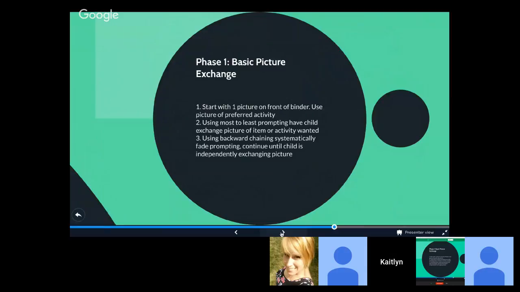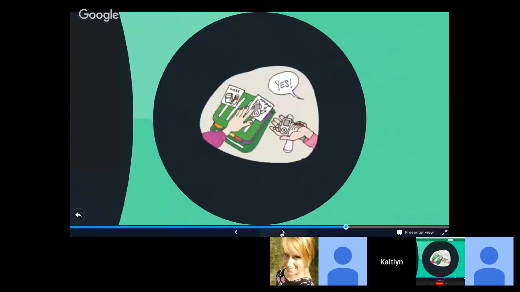Make sure it's a preferred activity or a preferred item that the child is heavily reinforced by, that you know they want. You will begin to use most to least prompting and have the child exchange the picture for what they want, and immediately provide them with the item or the activity that they asked for. And then you will eventually use backward chaining to systematically fade the prompting and continue until the child is exchanging the picture independently.